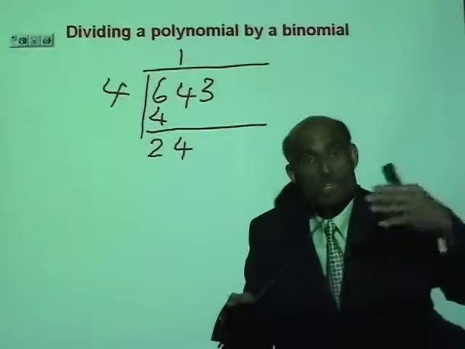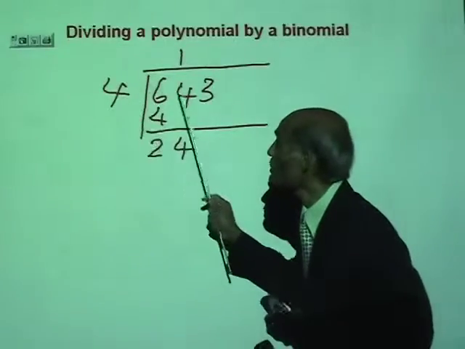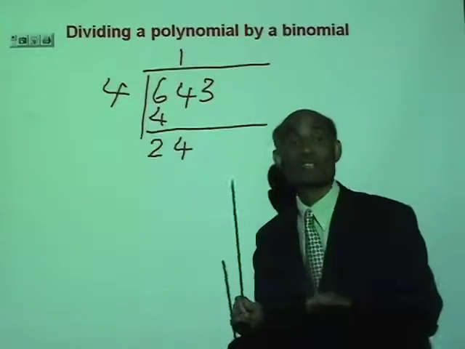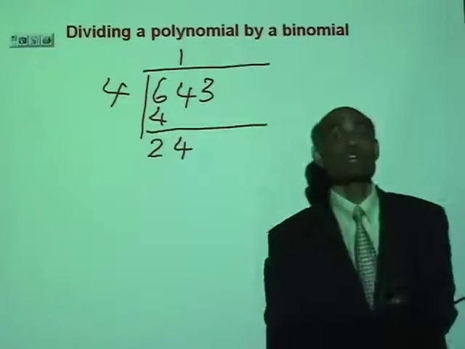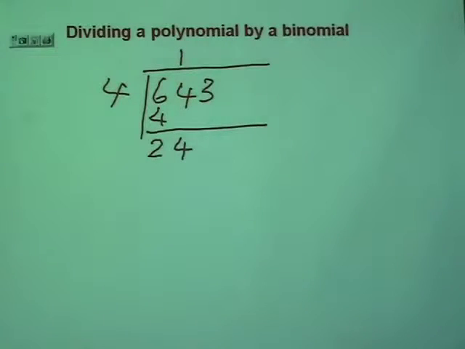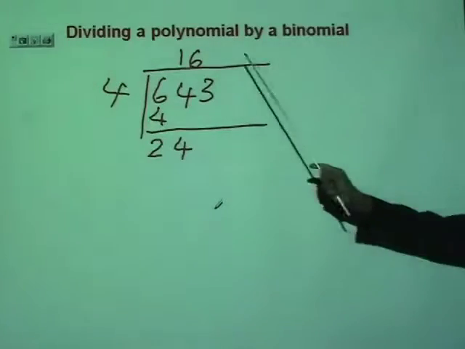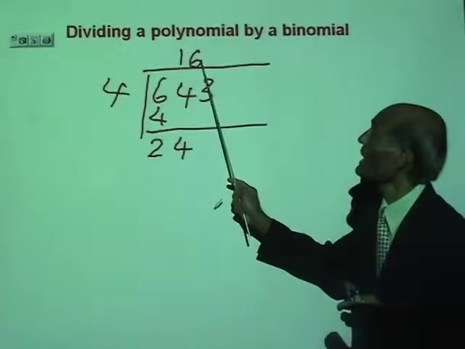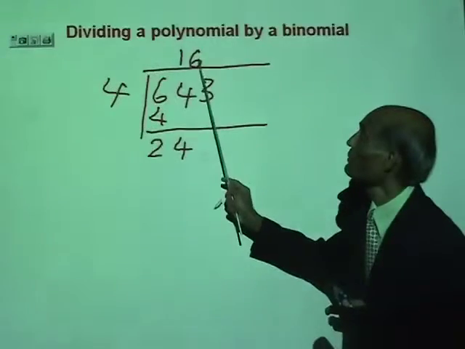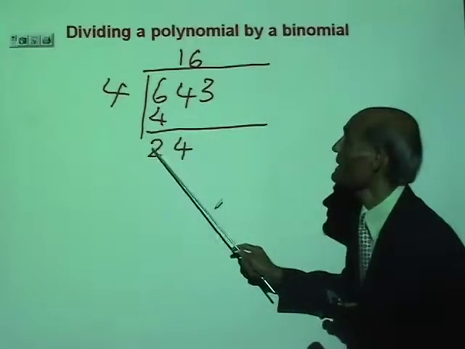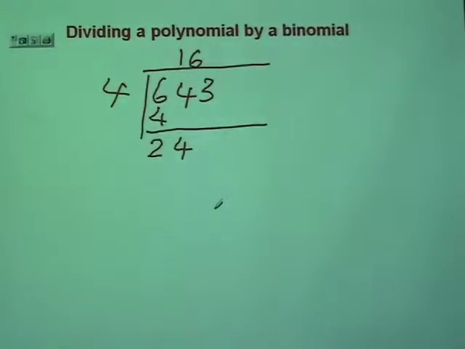We now repeat the same process. How many 4s will go in 24? There are 6 4s in 24. Alright? So we write 6 to the right of 1. And what is the next step? After writing the 6 to the right of 1, we multiply this 6 with the 4. 6 times 4 is 24. We write it below that 24.